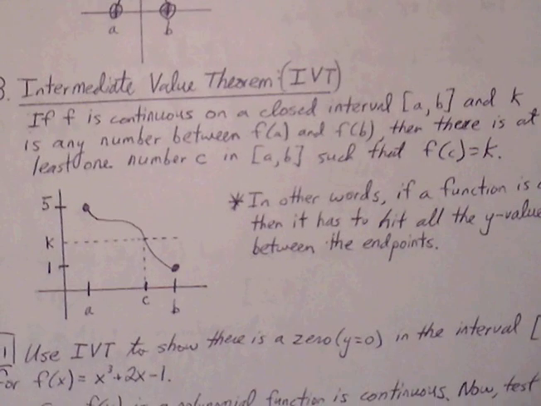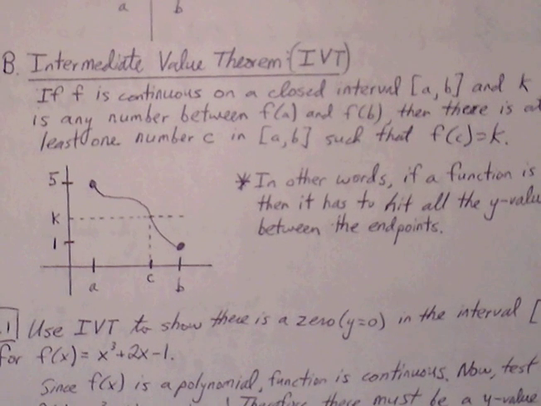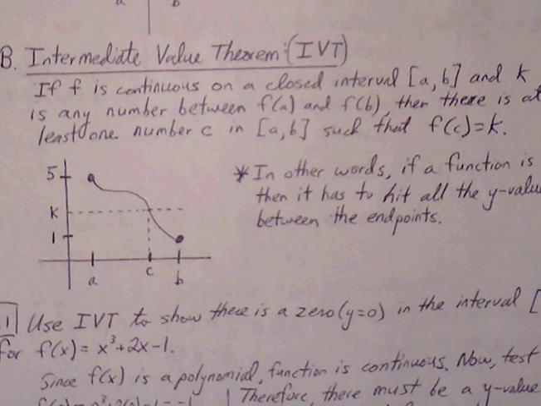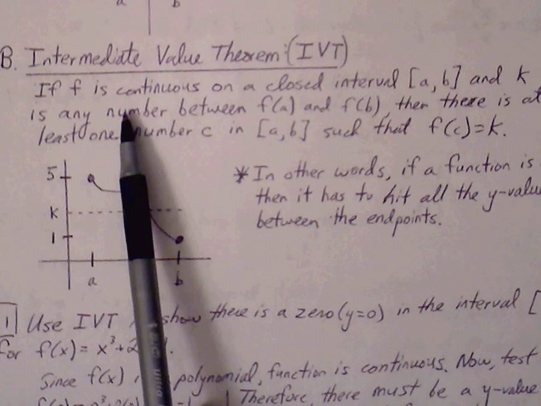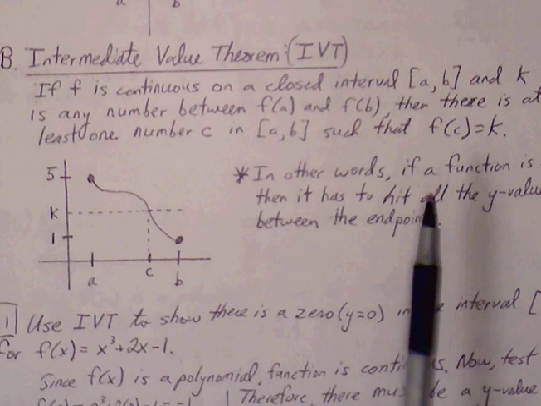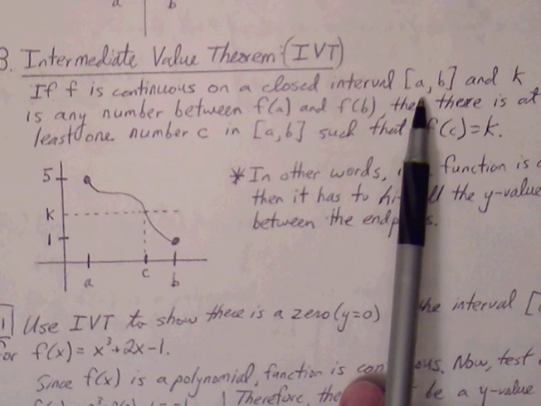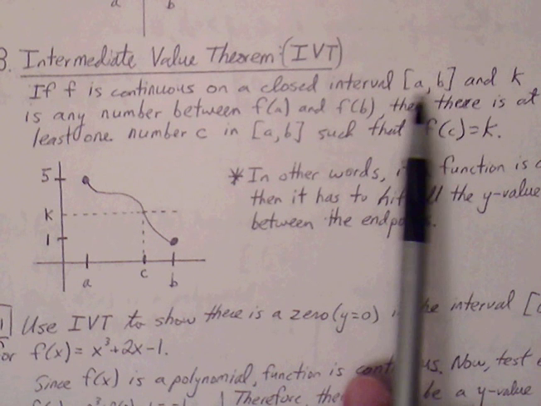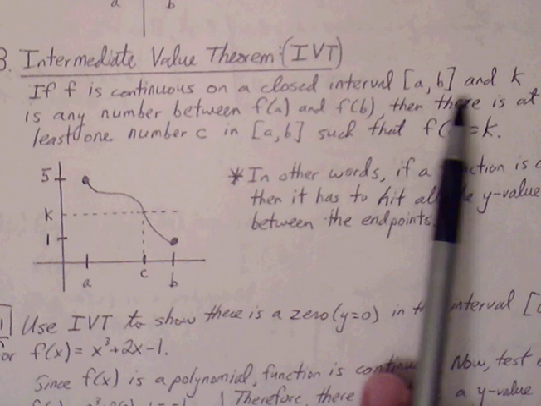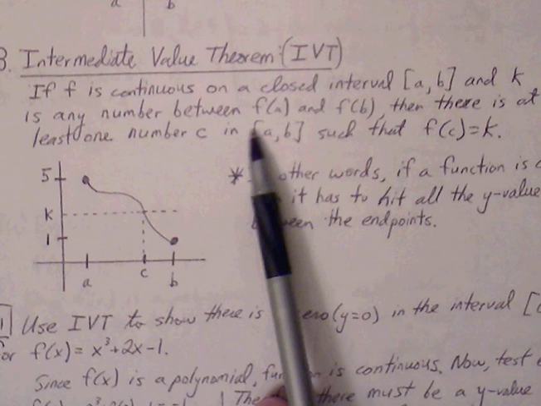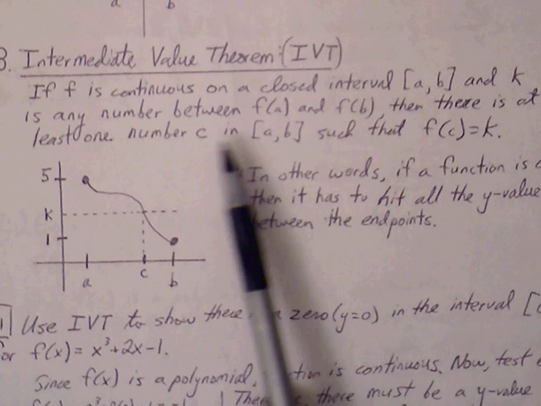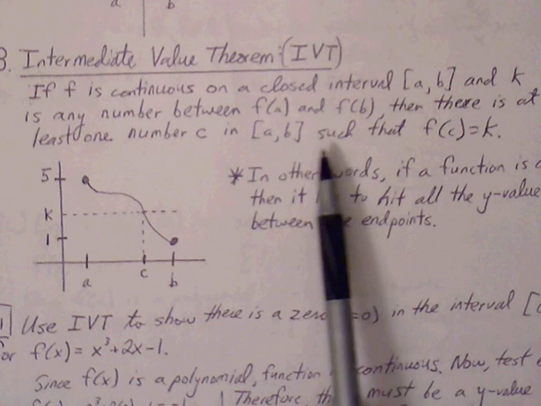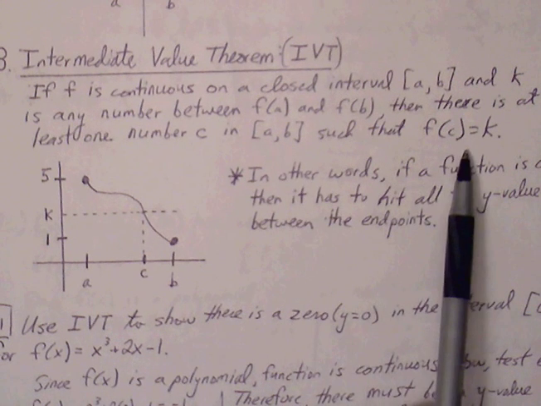Okay, intermediate value theorem, or IVT. Let me read through this first, and then we can look at some examples. So if our function is continuous on a closed interval between a and b, that means the endpoints are defined and there are no breaks between those two endpoints, and k is any number between f of a and f of b, then there is at least one number c in the interval a and b such that f of c is equal to k.